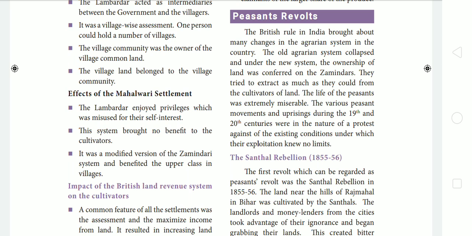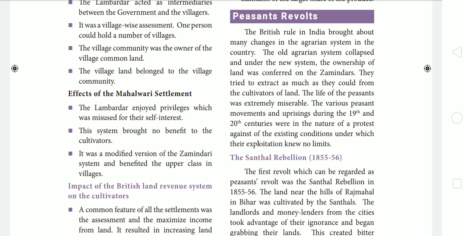These zamindars tried to extract as much as they could from the cultivators, that is the farmers. During that time the life of the peasants was extremely miserable, that is they lived an unhappy life. During the 19th and 20th centuries there were many peasants who protested against the condition, because the zamindars exploited the peasants.